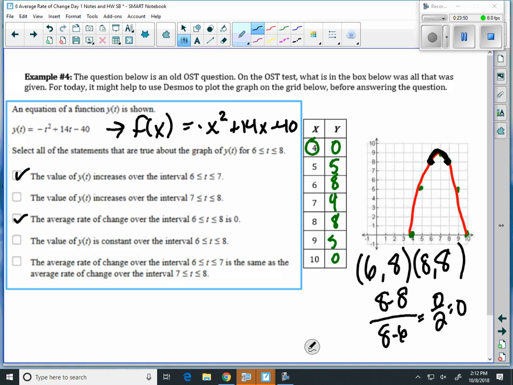Last one. The average rate of change from 6 to 7 is the same from 7 to 8. So here's what I want you to look at. From 6 to 8, would you say that the slope is positive or negative? What about from 7 to 8? Can they be the same? No. Okay, so we wouldn't check that box. All right, go ahead and work on the practice. Okay, the answers are at the back on the bottom. Okay, you can check yourself as you go.